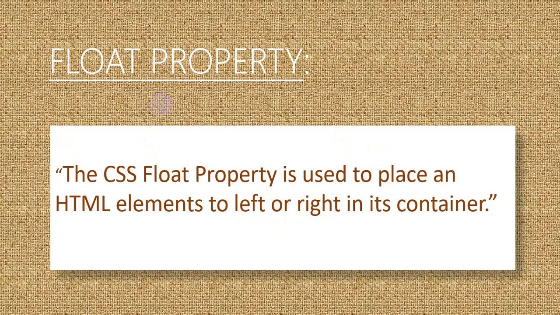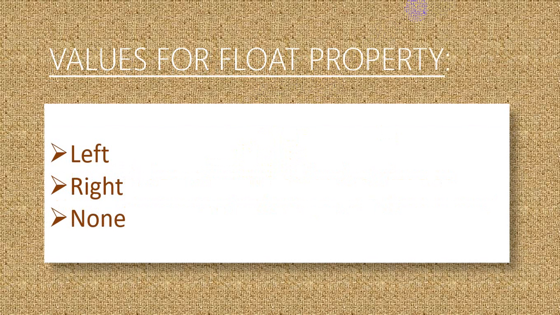We have three valid values for the float property. Because float is a property, and we have three valid values: left, right, and none. If you assign left to the float property, it will move toward the left-hand side, and if you assign right, it will move to the right-hand side, and the default is none. It means if you don't want to place it anywhere, we assign none to float. From an exam point of view, if the examination asks what the values for the float property are, the values are left, right, and none.